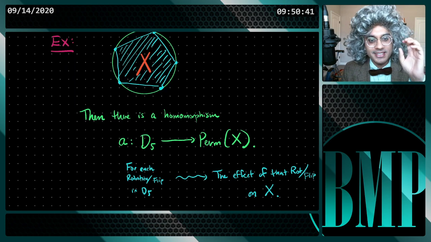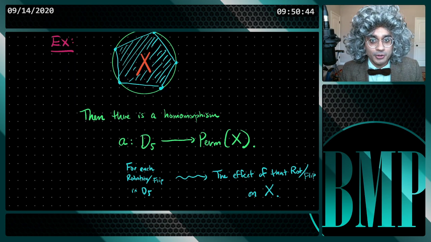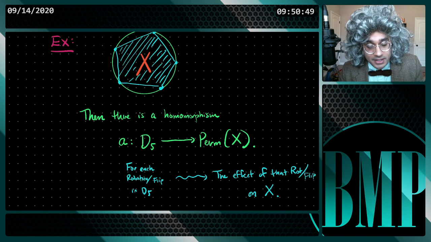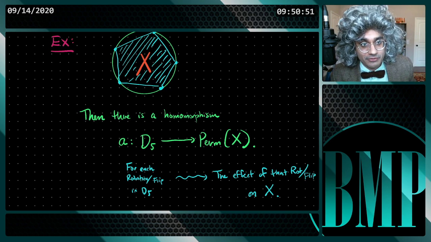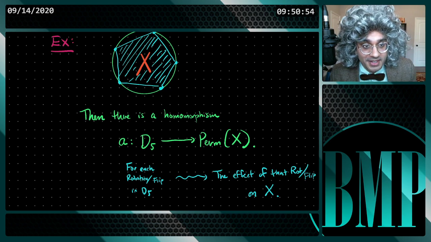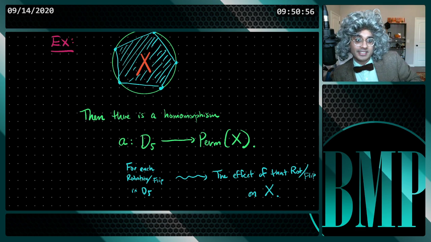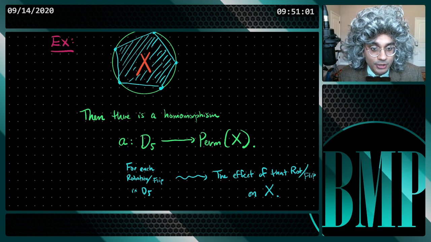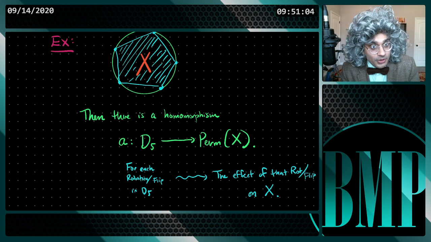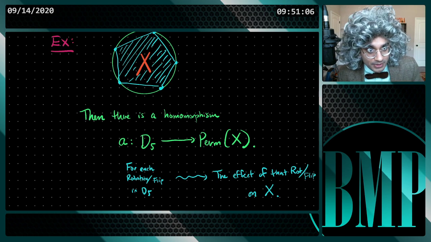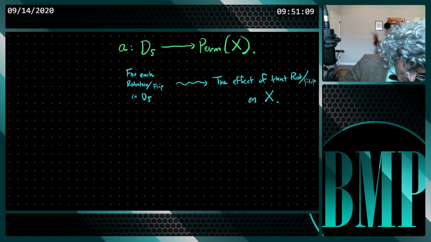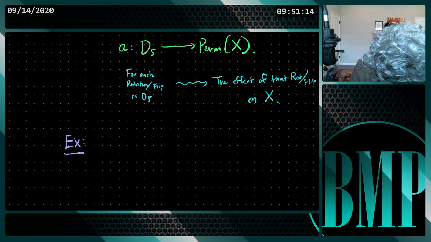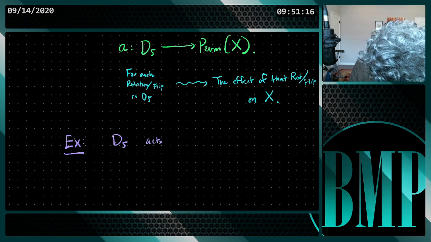All right, so this is the textbook example. You have the dihedral groups. They act on the regular n-gon that gave birth to the definition of the dihedral group. So it's kind of a silly example, but it's the first example you can witness. All right, so the second example: D5 acts on the unit circle too.